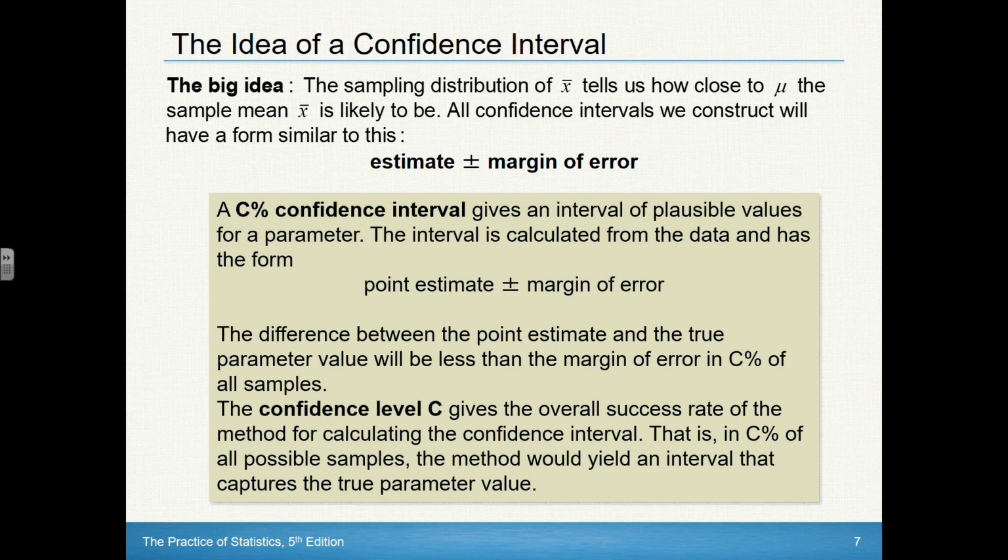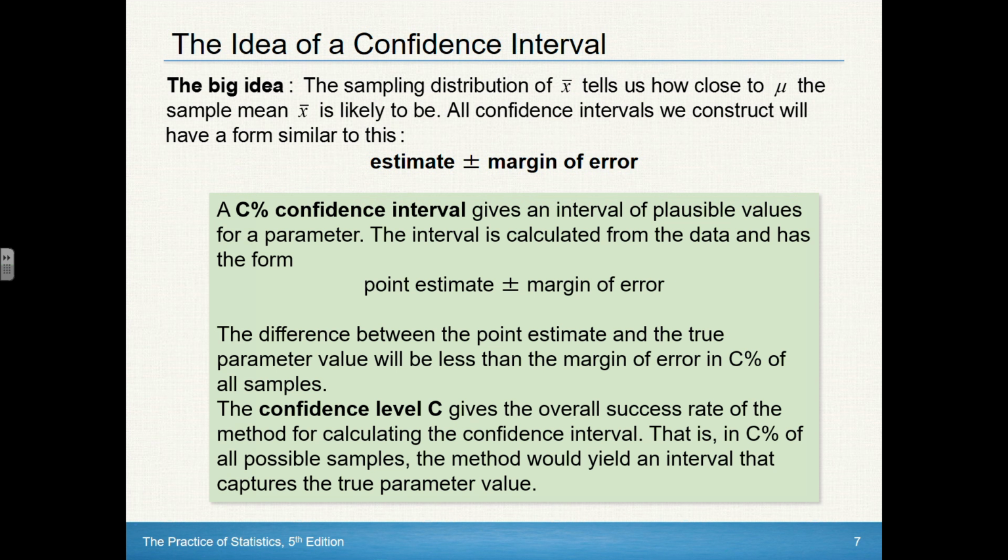Now, what you need to think about is the relationship between the margin of error and the confidence level. We refer to the confidence level as uppercase C, and it says the confidence level C gives the overall success rate of the method for calculating the confidence interval. In other words, in C% of all possible samples, the method will yield an interval that captures the true parameter value. So if we were to be using this 240.79, that's one sample.